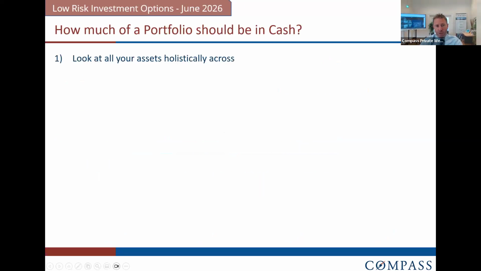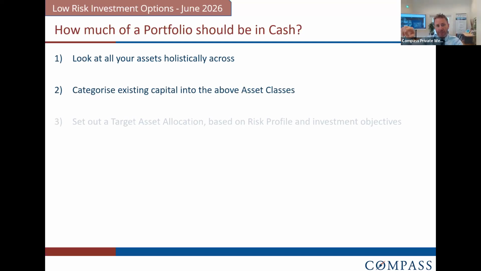We always say, look at your assets holistically. Don't just look at one account or one person. If it's family, look at everything together across pensions. If it's a business owner who owns a business, look at your personal assets in the context of the business assets as well. So you can't make a decision until you look at all the assets and what the profile is, and you categorize them into the different asset classes.